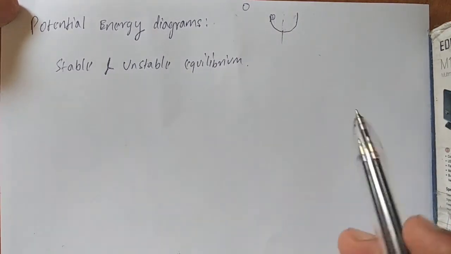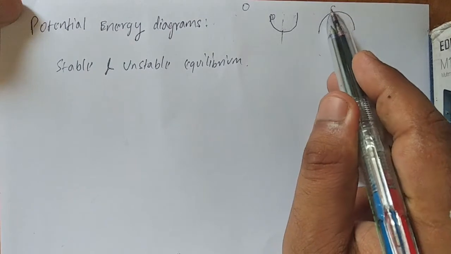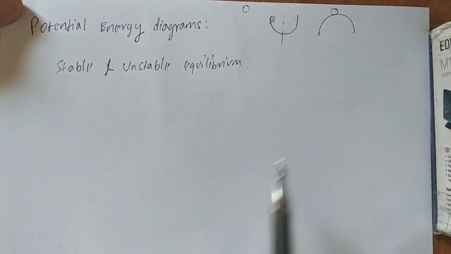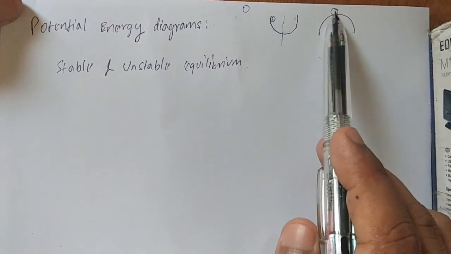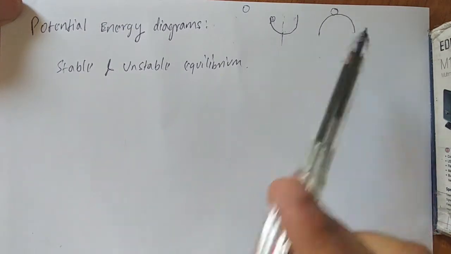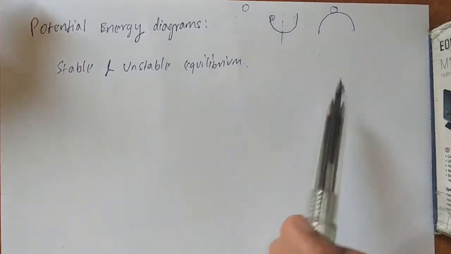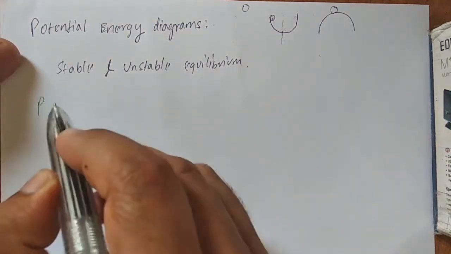If this bowl was kept upside down and the ball was released at this point, then with a little disturbance this ball will continuously fall below this bowl, which means it will not gain its stability. So that can be understood or visualized as stable and unstable equilibrium. Now, what do we know about potential energy?